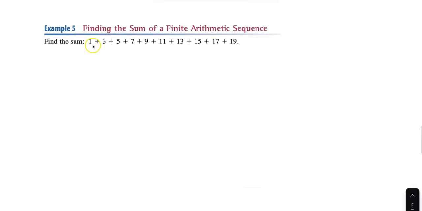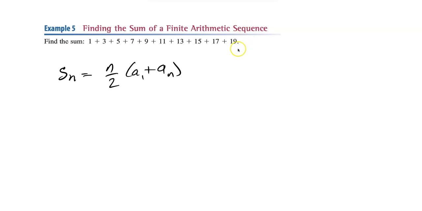So this is an example here. Find the sum of this arithmetic sequence. Technically you can just add them all up, or we use our formula. Sn equals n over 2 times a1 plus an. Now in this case, since I have the last term, it's actually much easier to use this formula.